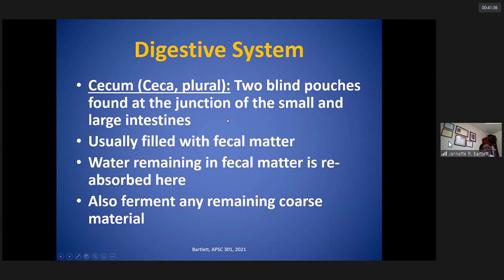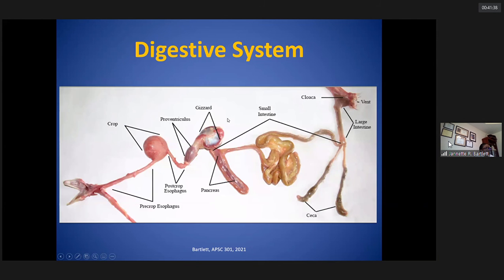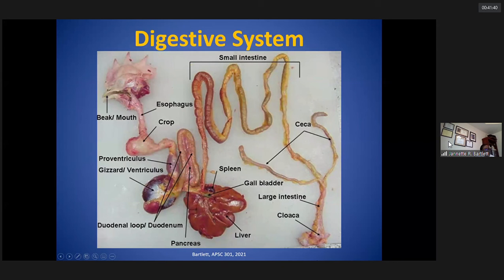So remember, this is the junction here. This is the small intestine ending here and the large intestine starting here. And this is the ceca right here. So it is found right here at the junction between the small and large intestine. So if you want to know where to find it on the chicken, it's right at that junction.